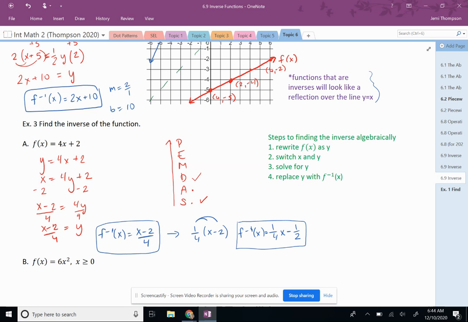Cool. All right. Now we're going to expand our understanding of inverses a little bit here, because if I have a graph that is not 1-to-1, then I cannot take its inverse.